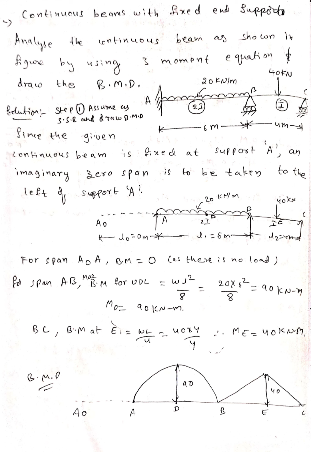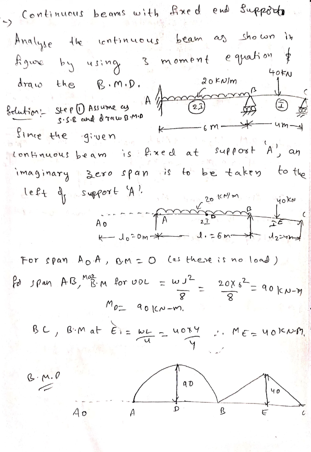Analyze the continuous beam as shown in the figure by using the three-moment theorem, the three-moment equation, and draw the BMD. You can see the continuous beam here. At A, it is a fixed support. At B, it is a roller support. At C, there is a roller support. On span AB, you have a 20 kN per meter UDL, and the I value is 2I. For BC, the I value is I. The span for AB is 6 meters and BC is 4 meters.